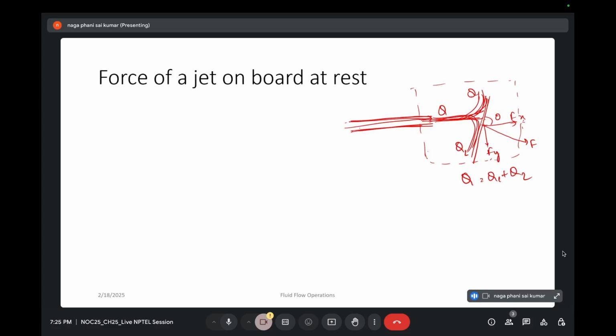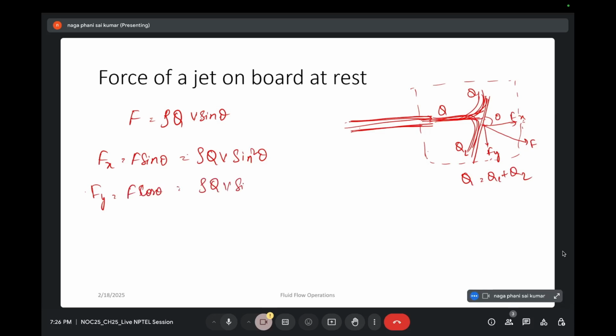Okay, so now let's try to find the total force. If the velocity of the jet turns out to be 0 after it has struck the flat surface, at v sin theta, then F will be equal to rho into Q into v sin theta. So Fx will be equal to F sin theta, that is rho Q v sin square theta, and Fy will be equal to F cos theta, that is rho Q v sin theta cos theta.